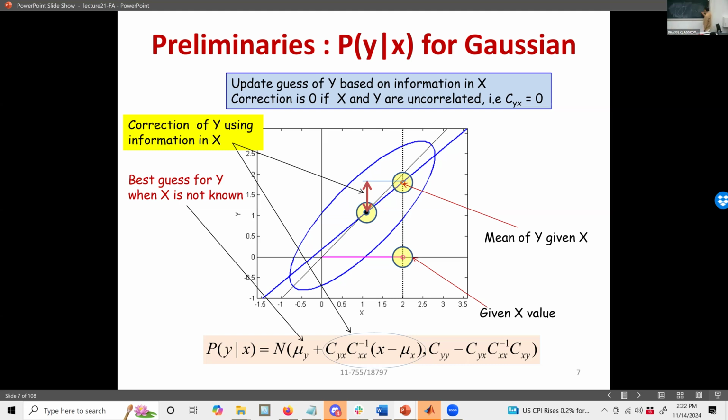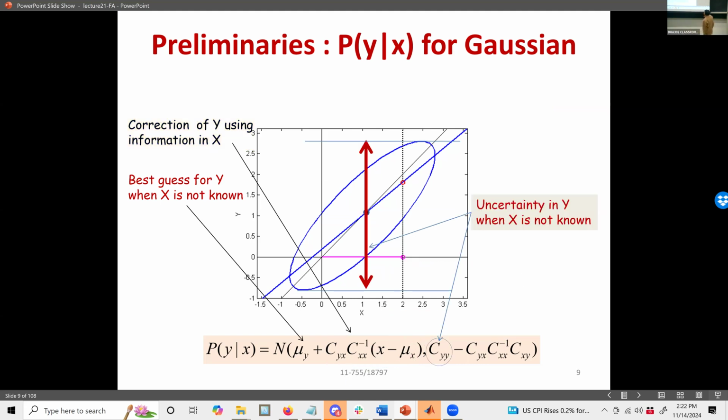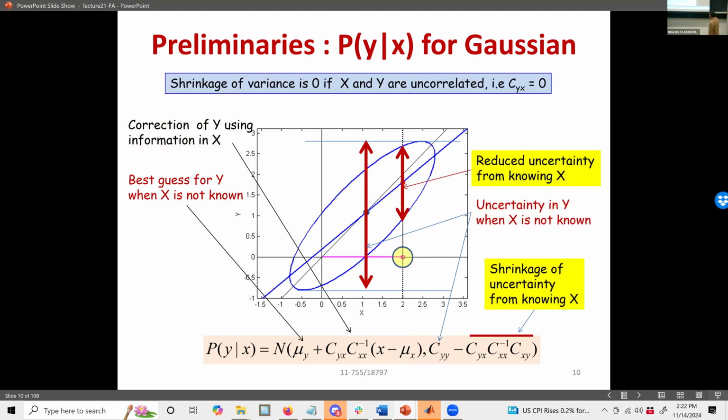I have predicted x from y. This was required for whitening. And then I've gone back and predicted y from x again. And this is how much the uncertainty has reduced because I know x. And so this correction over here, the uncertainty reduces, right? This is the uncertainty in y when x is not known, and this is the shrinkage in the uncertainty in y from knowing x.